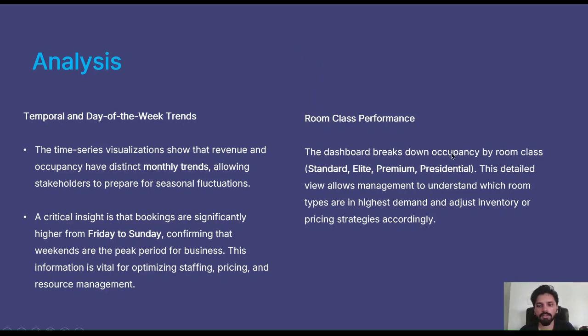Room class performance analysis. The dashboard has also broken down occupancy by room class: standard, elite, premium, and residential. This detailed view allows management to understand which room types are in highest demand and also adjust their inventory or pricing strategies accordingly.